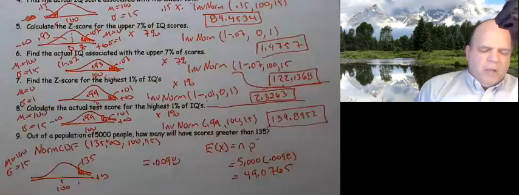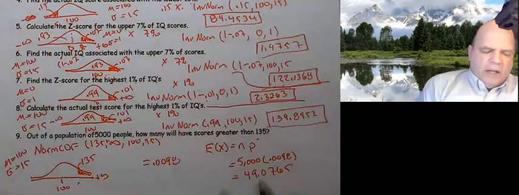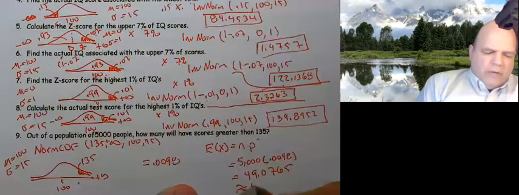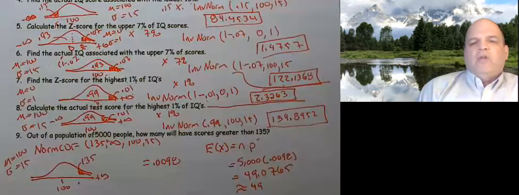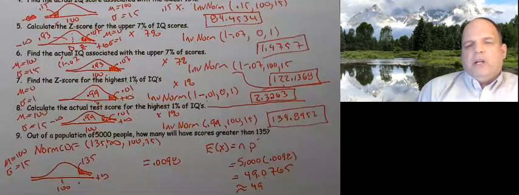All right. So how many people? About 49. Now, if you put in 49.0765, you're going to get full credit. If you rounded and got the 49 on this, we'll probably get you full credit on that. But somewhere between 49 and 50 should be your answer.